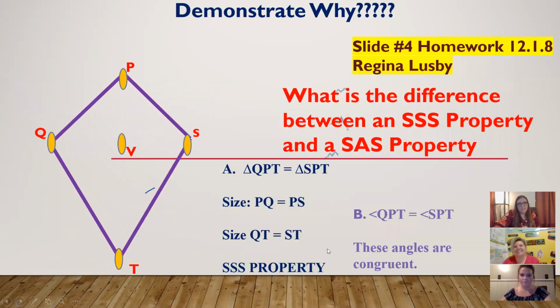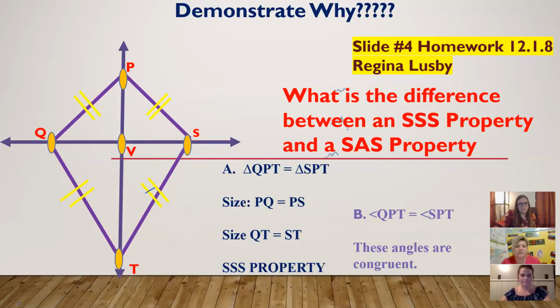Thank you. Hey, Regina, what is the difference between an SSA property and an SAS property? So both of those actually have two congruent sides and they both have an angle. But what we know about the SSA property is that we have the two sides and that the angle is not between the two sides. And then when we have the SAS, we have the two sides and the angle is between the two sides. So that's what tells us the difference in those. I see that. Thank you.